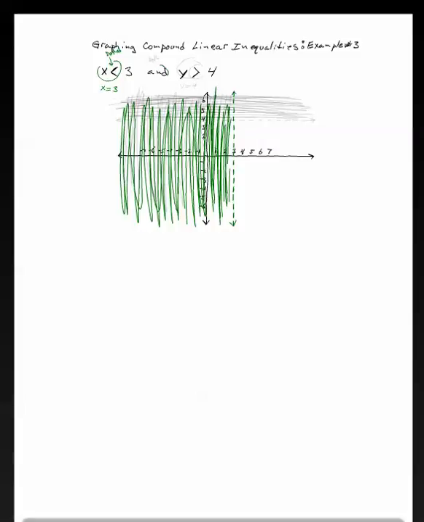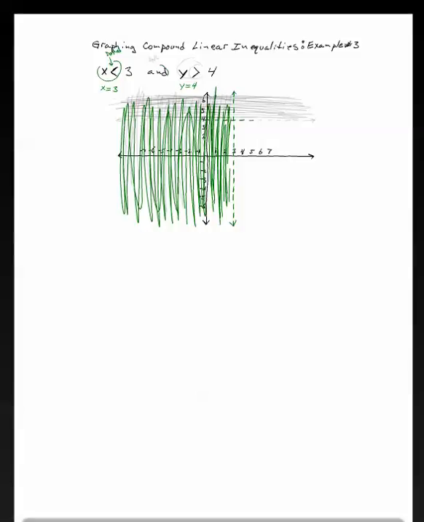Alright. Now I go ahead and graph my next line. My next inequality is y is strictly greater than 4. And I want to graph the equivalent equation, which is y equals 4. And that is going to be a horizontal line passing through y is 4. So let's go ahead and draw our horizontal line passing through y is 4.